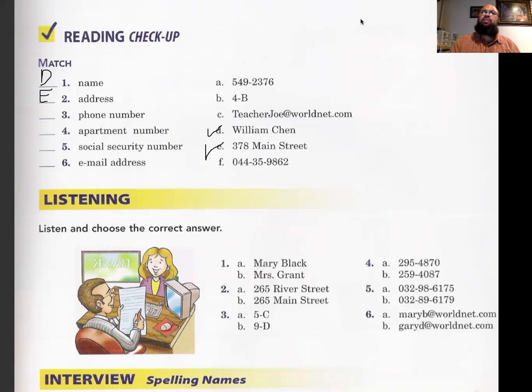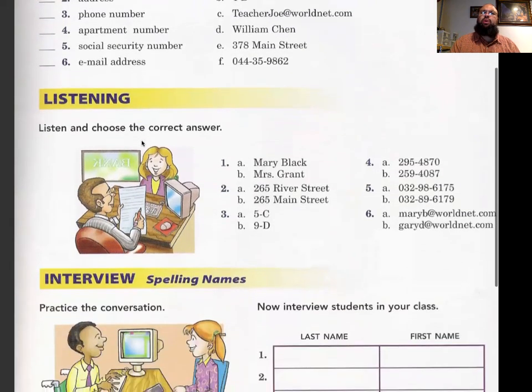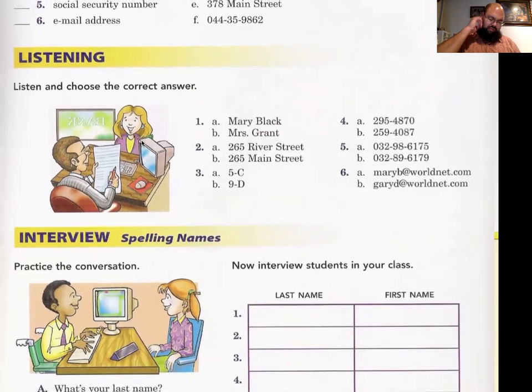All right. Time for a listening exercise. Listen up. I am going to ask a question and you have to listen to the question and to the answer, and you have to circle the right answer. So I will let you listen and I will let you try it. Then I'll give you the answer. Here we go, number one. It says, what's your name? Mary Black. What's the answer? A or B? Very good. Number two. What's your address? 265 Main Street. Very good. Number three. What's your apartment number? 5C.